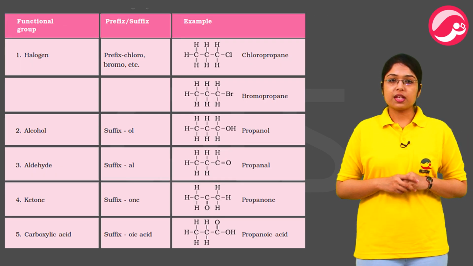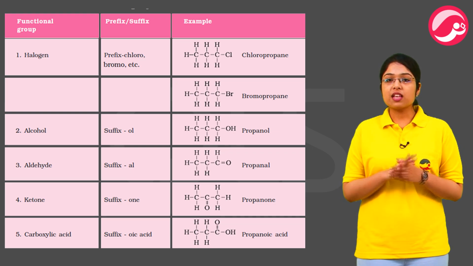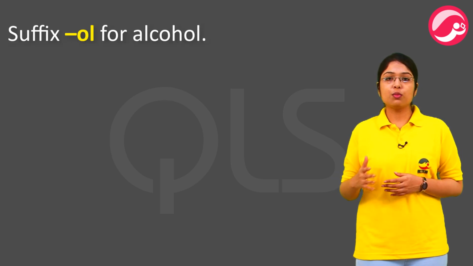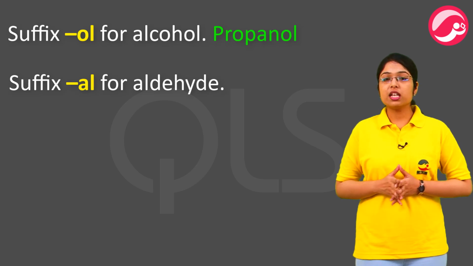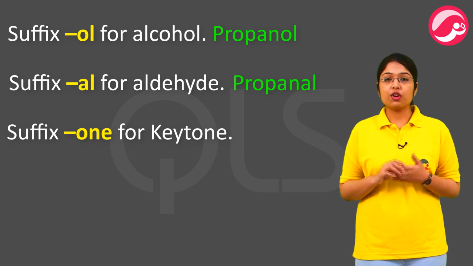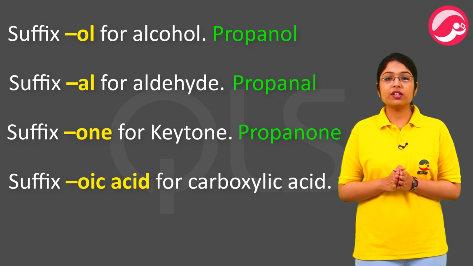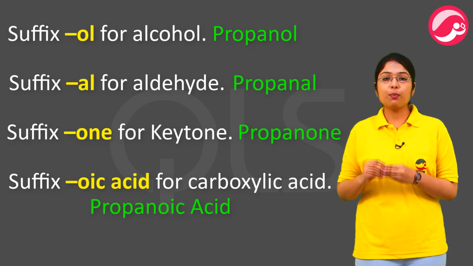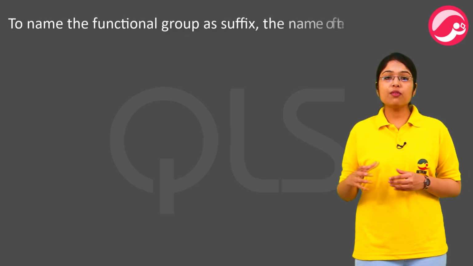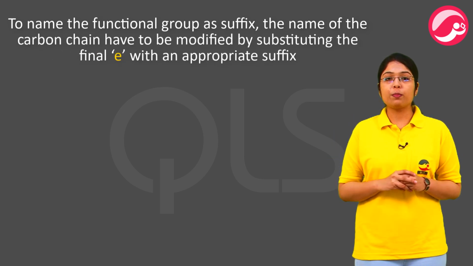The other functional groups, alcohol, aldehyde, ketone, carboxylic acids are all added as suffix. Suffix -ol is used for alcohol like propanol. Suffix -al is used for aldehyde like propanal. Suffix -one is used for ketone like propanone, and suffix -oic acid is used for the carboxylic acids like propanoic acid. To name the functional group as suffix, the name of the carbon chain has to be modified by substituting the final e with an appropriate suffix.